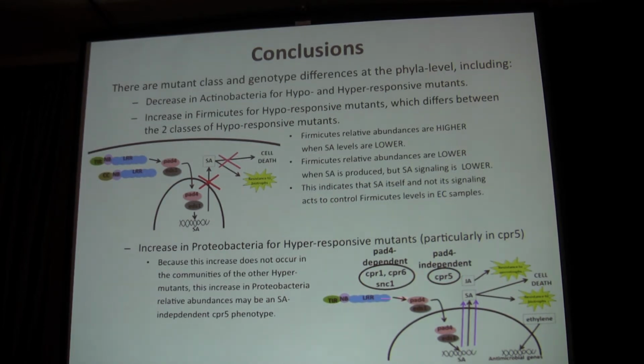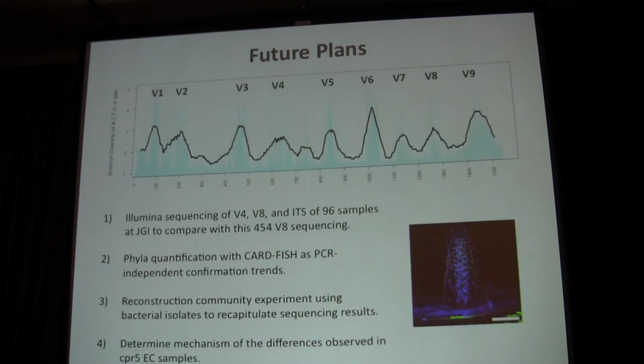On the other side of that, in the hypers, we saw an increase in proteobacteria, which was specific to CPR5. Now, because all of these mutants are classified together as hypermutants because they all constitutively make salicylic acid, I propose that the CPR5 phenotype is salicylic acid independent, since it was the only one among all of the mutants which constitutively make salicylic acid which had that phenotype. But again, you have to test these things. So that's what I'm going to tell you about now.